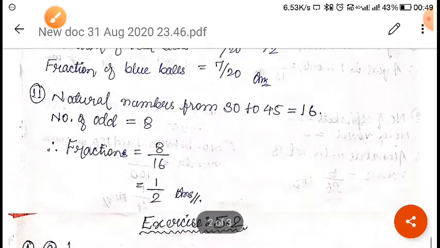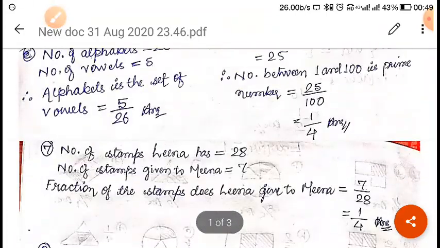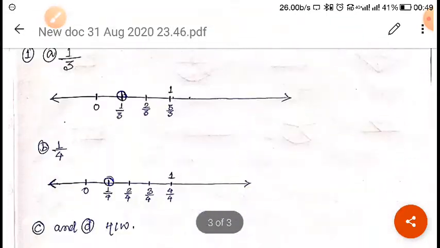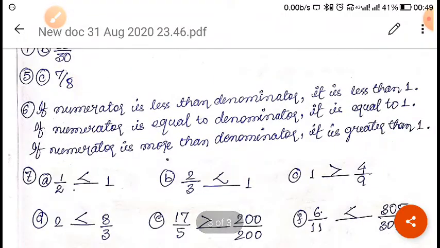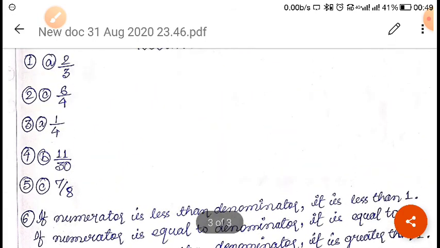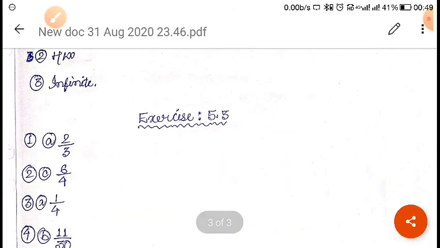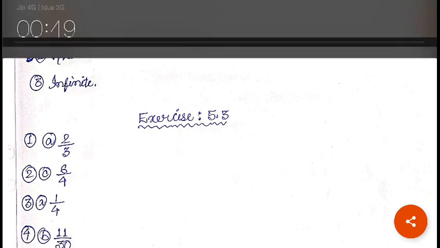So this was all about 5.1, 5.2 and 5.3. In the next class we will start exercise 5.4. Till then, whatever questions I have given you as homework, do them as an assignment and send them to me in the mathematics group. Okay, till then, thank you.